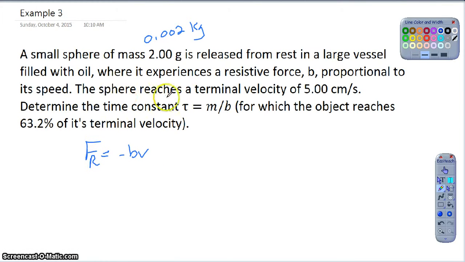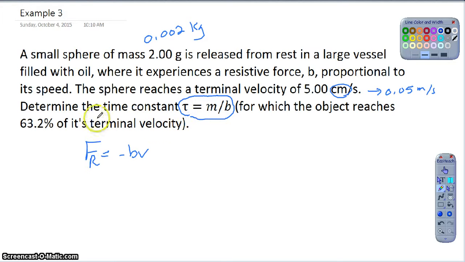But anyway, the sphere reaches a terminal velocity of 5 centimeters per second. Again, notice my units here, so I'm going to go ahead and convert that to 0.05 meters per second. So they tell me the terminal velocity, and then they ask me to determine this time constant. Well, the good news is they're defining this for us.